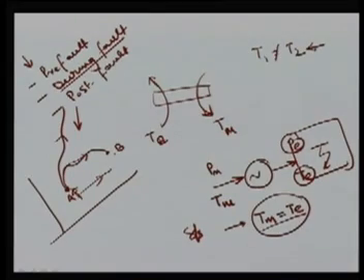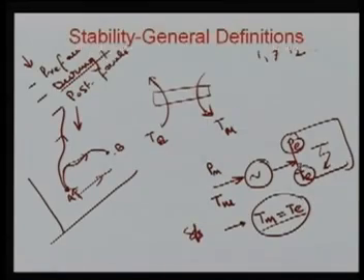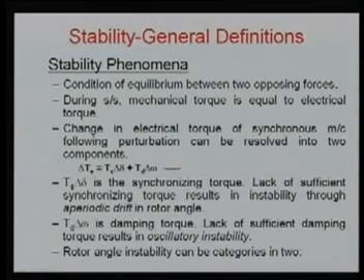The change in T will be related by this equation. It means we have two components. One is called the synchronizing component, or synchronizing torque, and the other is the damping torque. The damping torque, that is Td here, is in phase with the speed deviation. However, the synchronizing torque is in phase with the angle deviation.